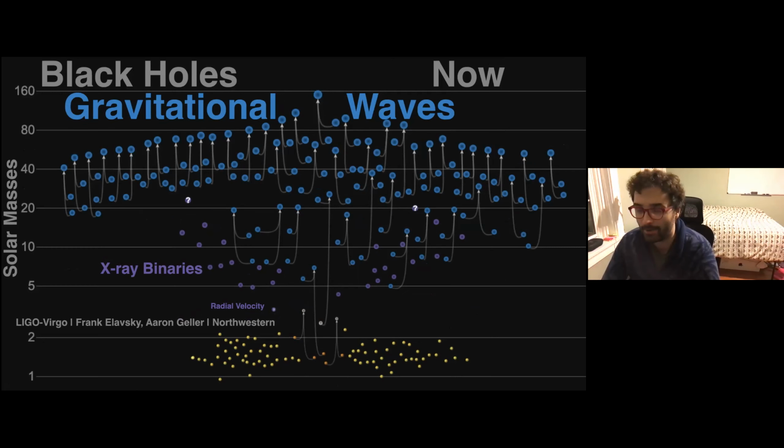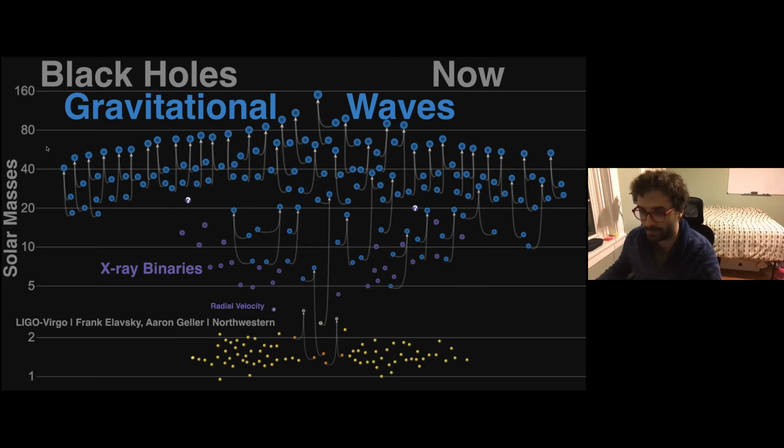And just to really hammer home exactly how much this has transformed the field, at this point, the majority of stellar mass black holes that we have observed in the universe have been observed through gravitational waves. The majority of information that we now have about black holes, and particularly binary black holes, now comes from gravitational wave astronomy.